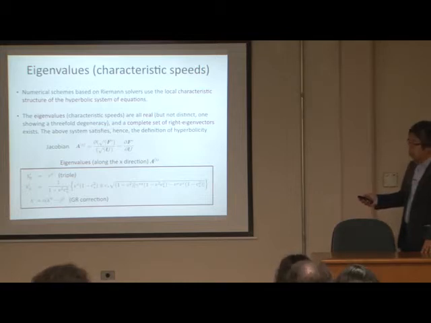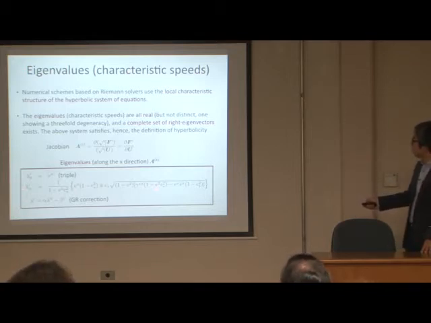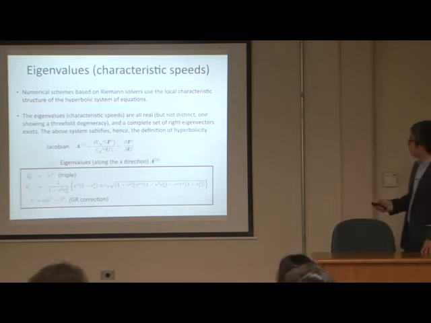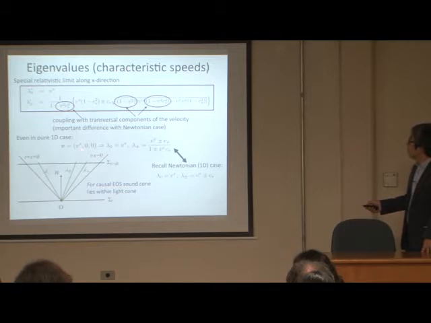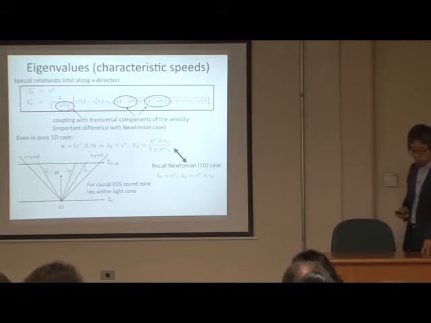This is the hydrodynamic case of the characteristic speed, with the entropy wave and the sound speed correction. So this is the hydrodynamics case. We also recover the special relativistic limit along the x direction, with coupling to the transverse components. Even for the pure 1D case, we have these constants. This is how the difference comes between special relativity and the normal Newtonian 1D case.